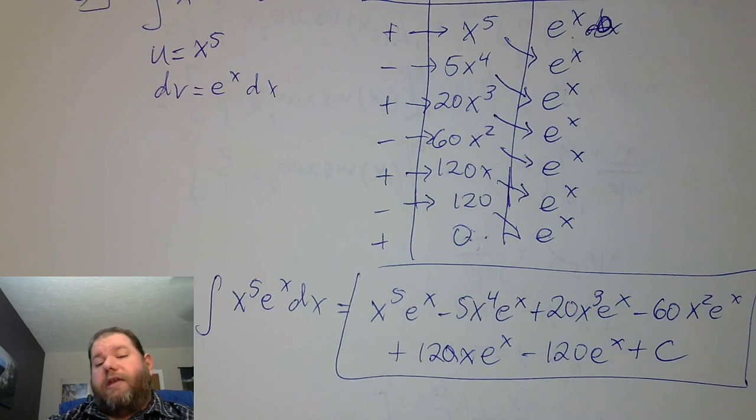This method will work even for that first problem we did where it was x squared times e to the 2x. This pattern will work. Anytime we have to do integration by parts more than once with a u equals x to a power, absolutely I would recommend the tabular method as a good alternative there.